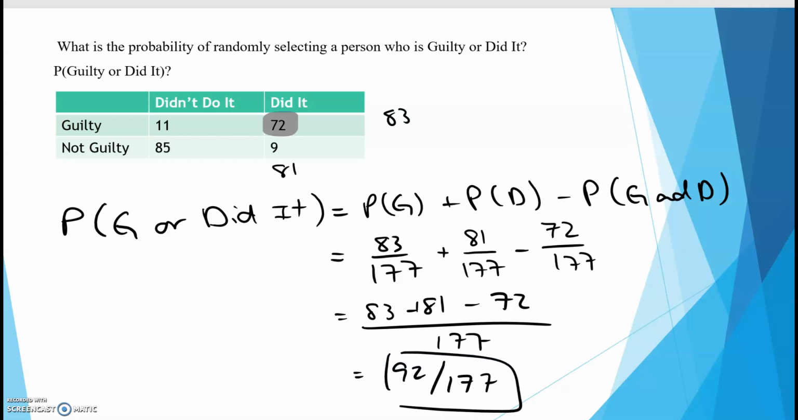Now the reason we have a double count, or why we're subtracting out that 72, is we counted 72 once here for the guilty, and then twice for the people who did the crime. So we had to subtract it out once so we don't have a double count.